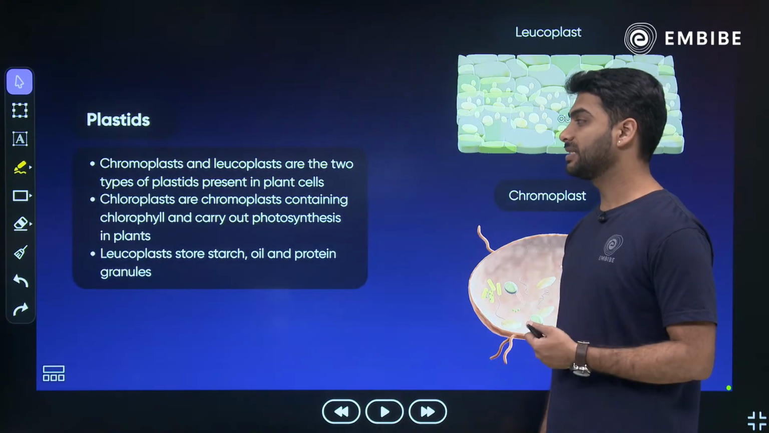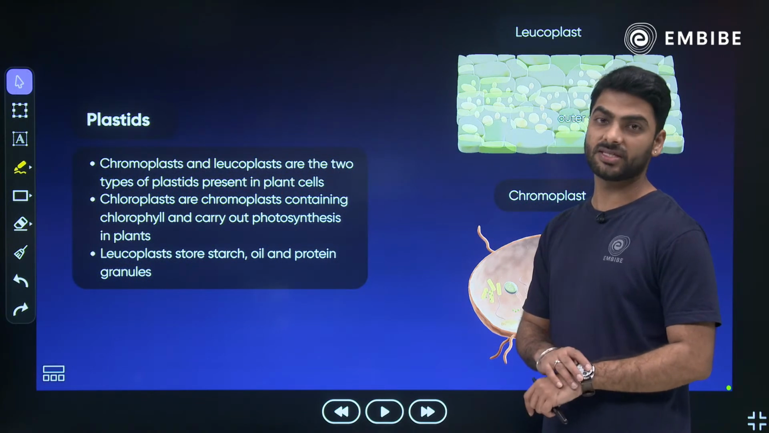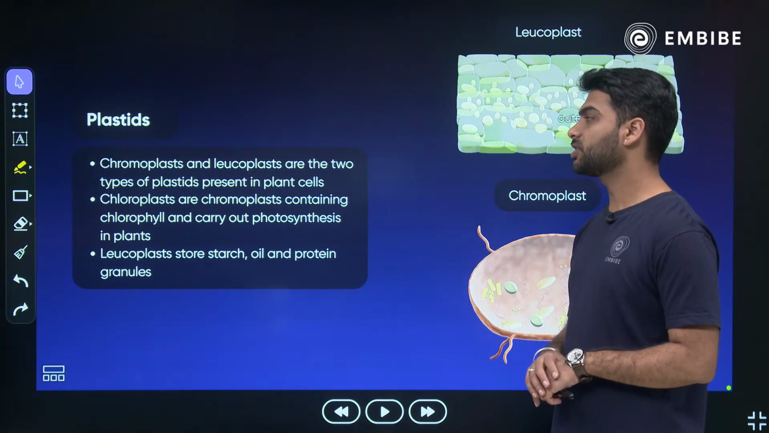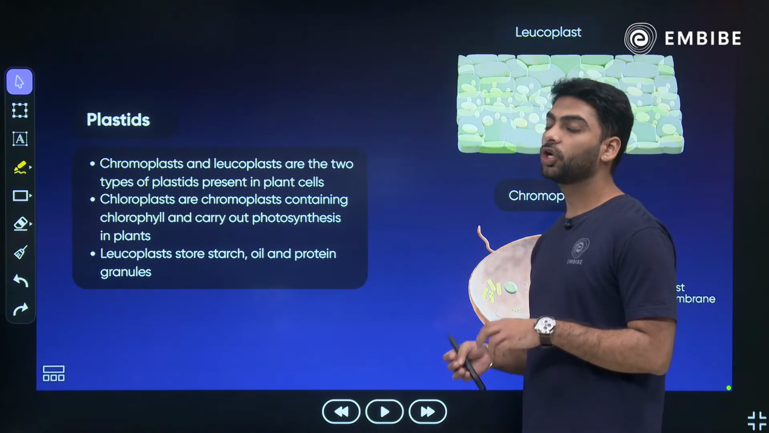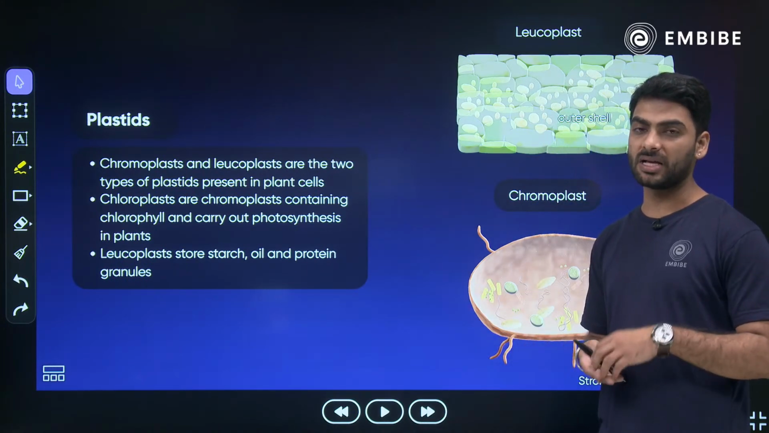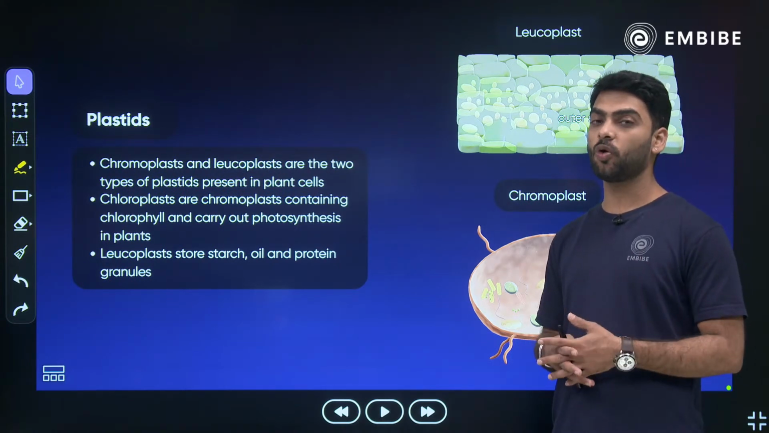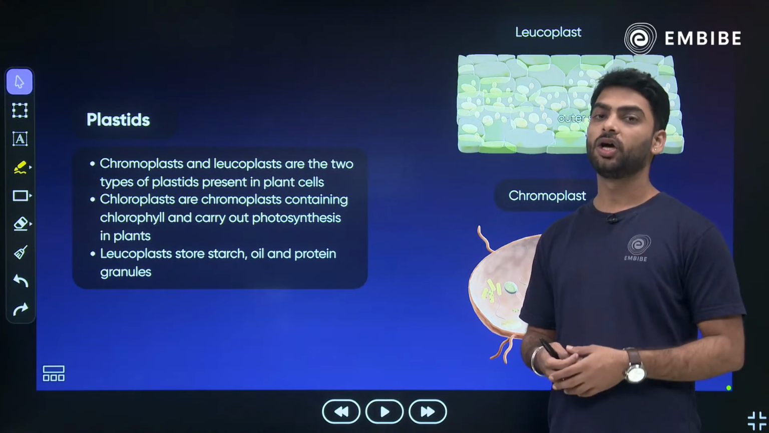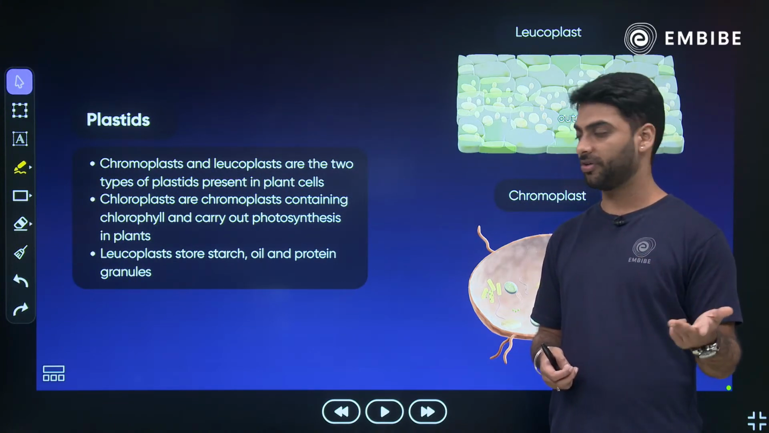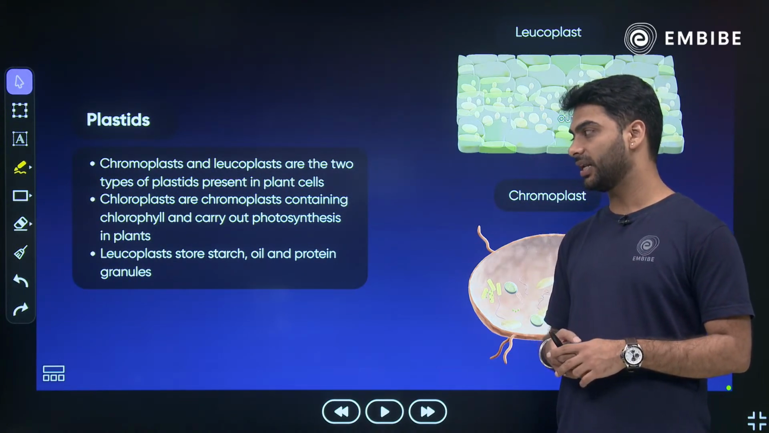Now plastids, they are again semi-autonomous. Chloroplast, leucoplast, chromoplast, these are the three different types of plastids. Chloroplasts are the green ones, chromoplasts are yellow, orange, red, and leucoplasts are colorless. Leucoplasts are important for storing fats and oils. Chromoplasts are for colors like yellow, brown and red, and chloroplasts are for green color.